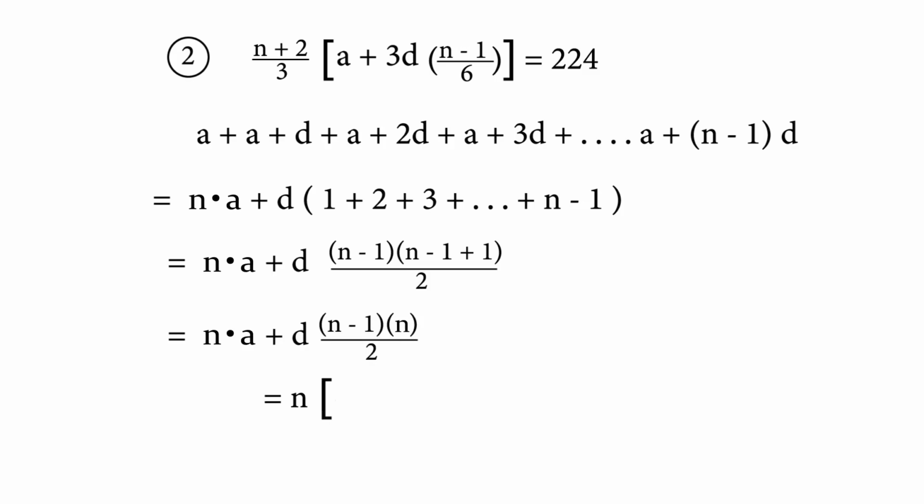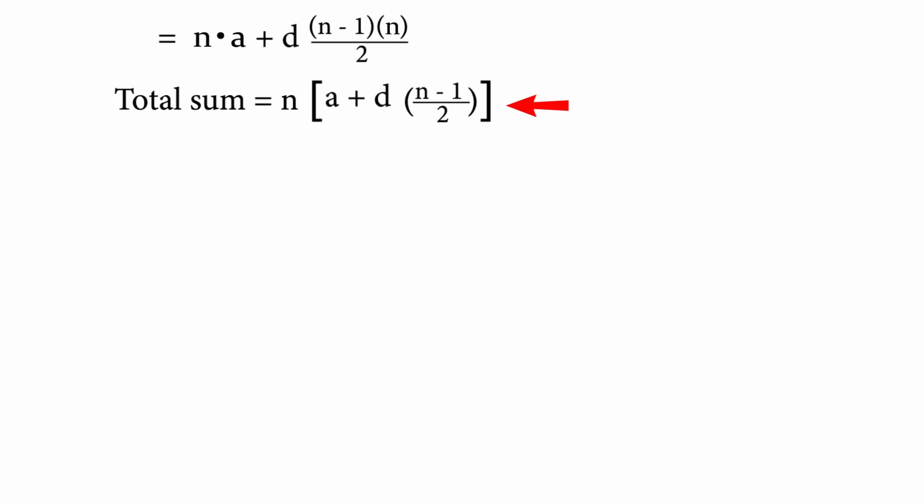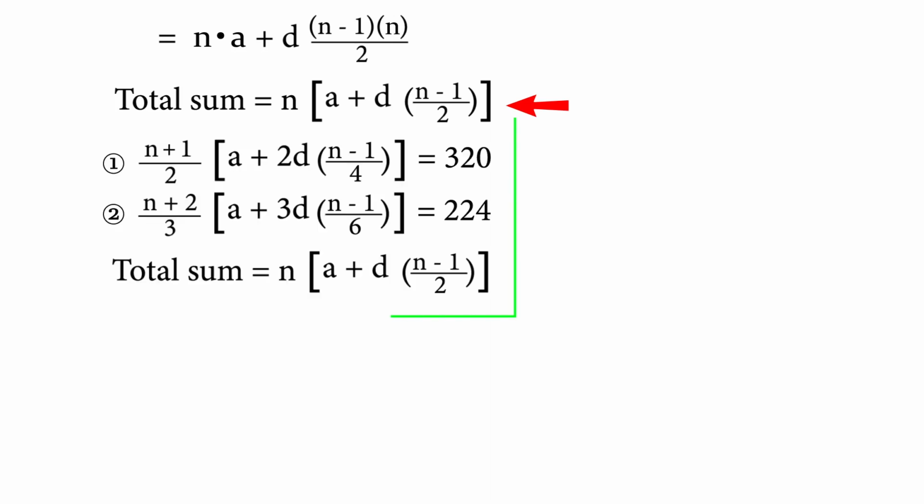And factoring out an n, you get n times (a plus d times (n minus 1)/2). And there you have it. This is the sum of all the terms, the entire sequence. So let's summarize our findings: equation 1, equation 2, and the total sum. These are my findings thus far, and the hope is that they will help me figure out a numerical value for the total sum.